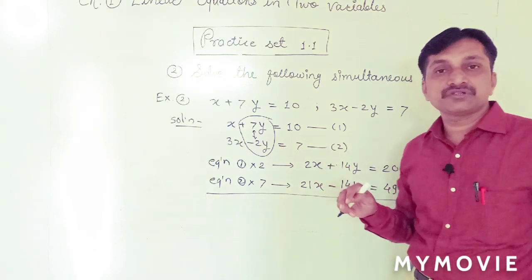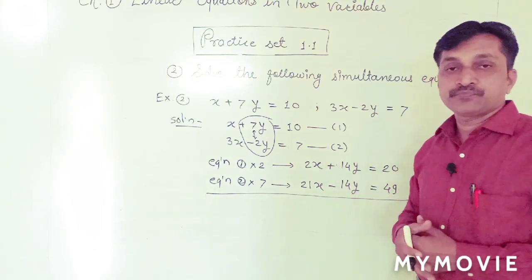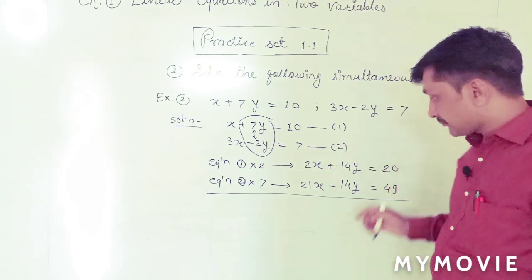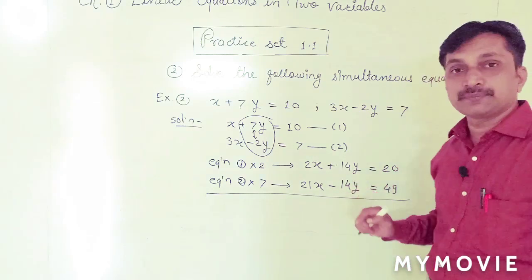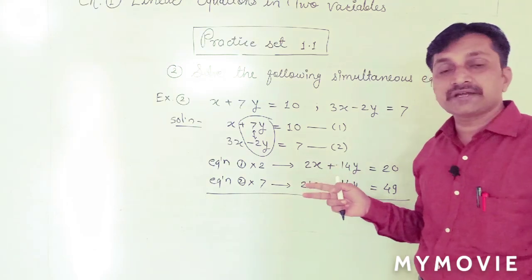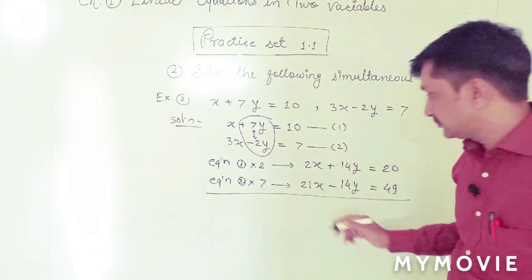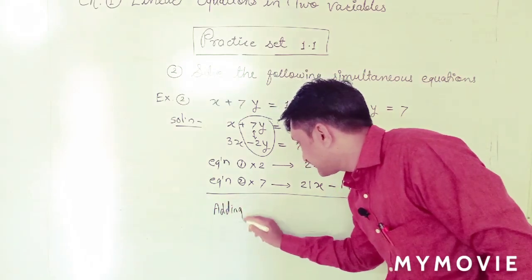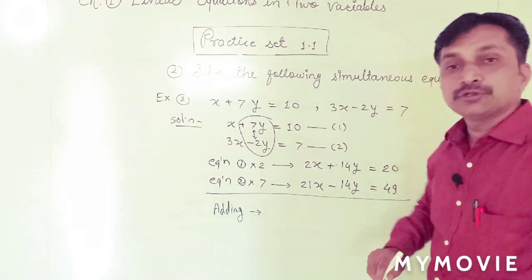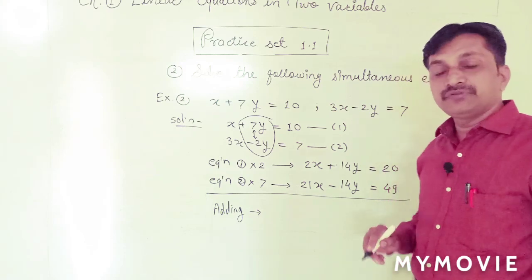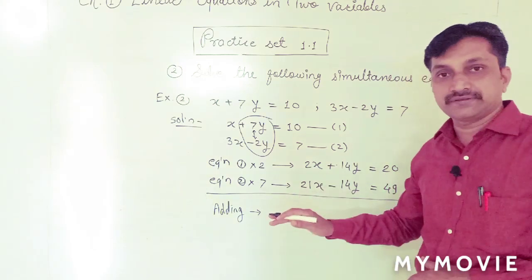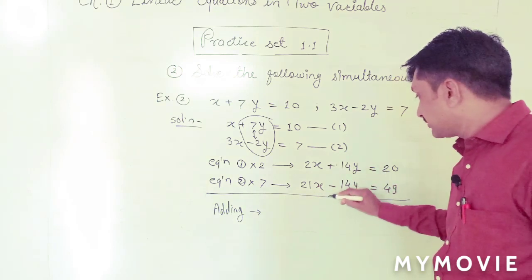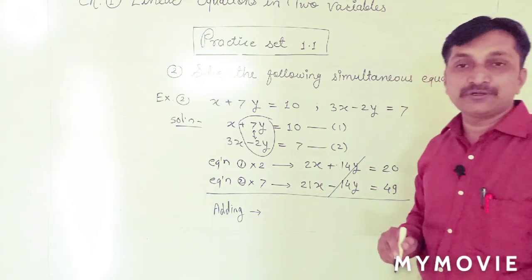After equating the coefficients, you see their signs. We always want opposite signs. Now here you see plus and minus, which means opposite. And when there are opposite signs, we have to add them. When we add, there is no need to change the signs. We change the signs when we subtract. Now when we add 14y and minus 14y, they cancel because the value is 0.